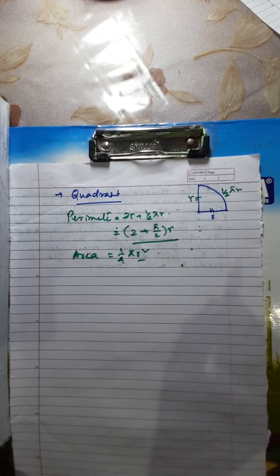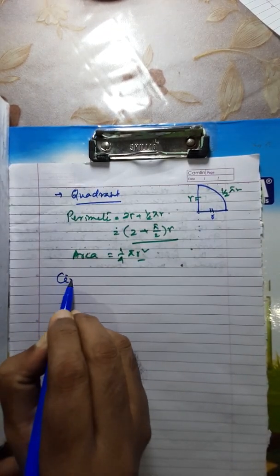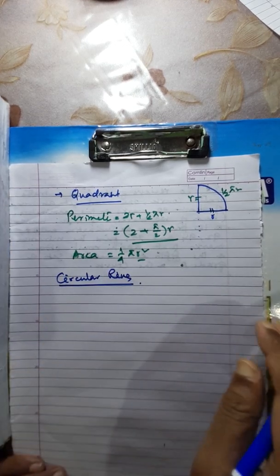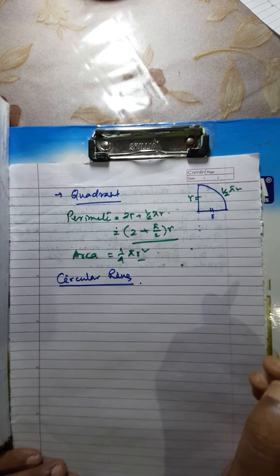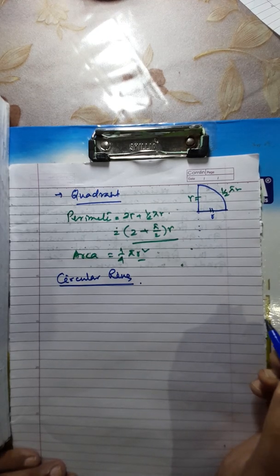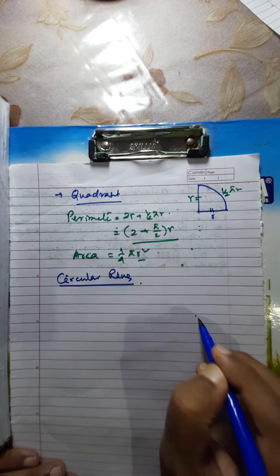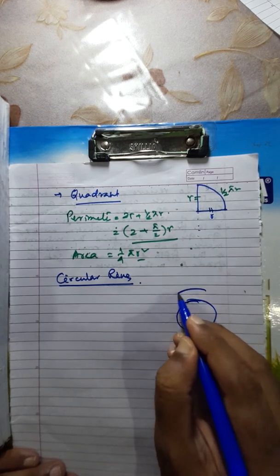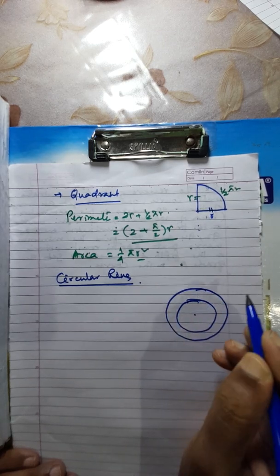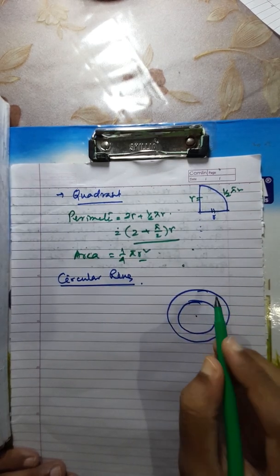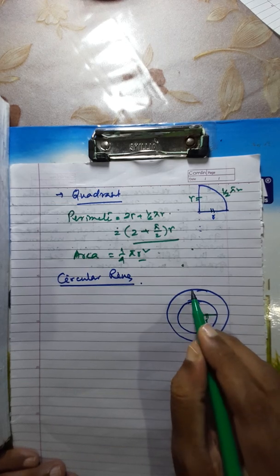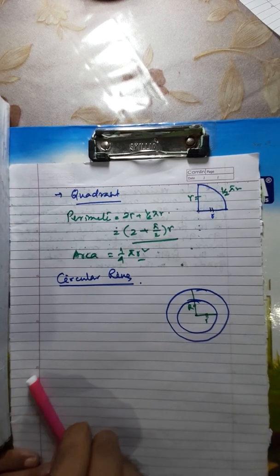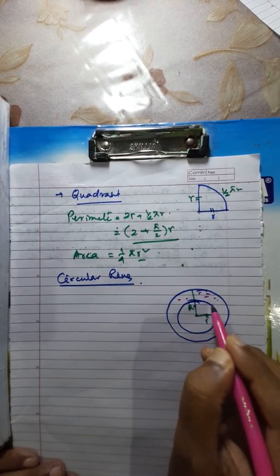Next, circular ring. Circular ring means if two concentric circles are there with different radii, the center is the same but the radii are different. Plural form of radius is radii. Suppose this is small r, this is capital R. So this part is a circular ring. This is the circular ring.